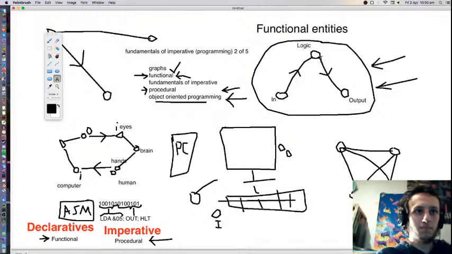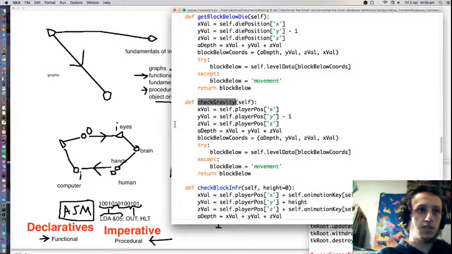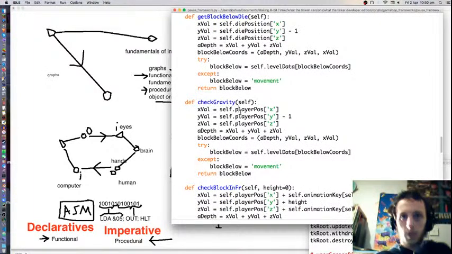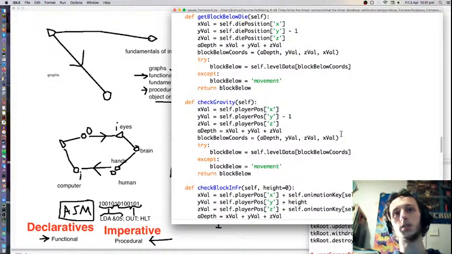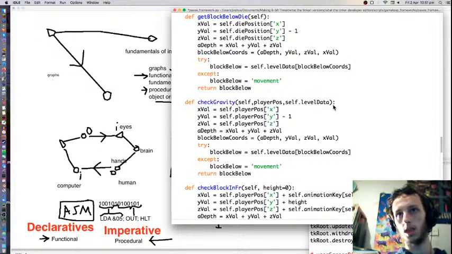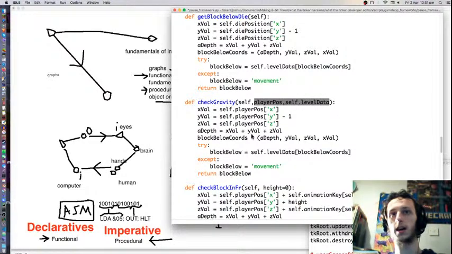But yeah, I just want to show this isn't just theoretical. When you're programming, you will use this model over and over and over again. So check gravity, what's it taking in? It doesn't take any things here, but imagine it does. Because it's object oriented, these things should be passed in, but they're not because object oriented is weird. But you can imagine it's passing it in. It essentially is. Oh, and level data. Self.level data. So these would be considered our inputs.